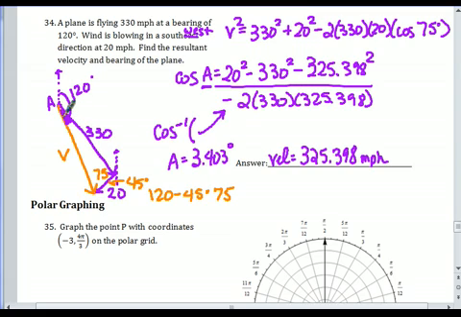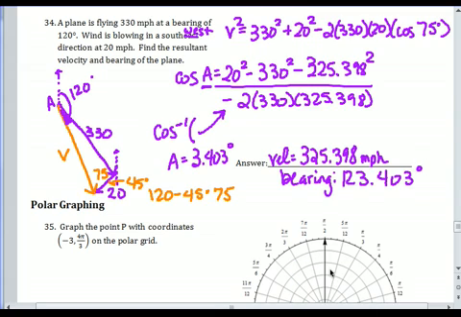Now this is not our bearing, that's just the angle that's right here inside the triangle. This angle right here is the 3.4. We need to add this to the 120 that we already had. That gives us a bearing of 123.403 degrees.